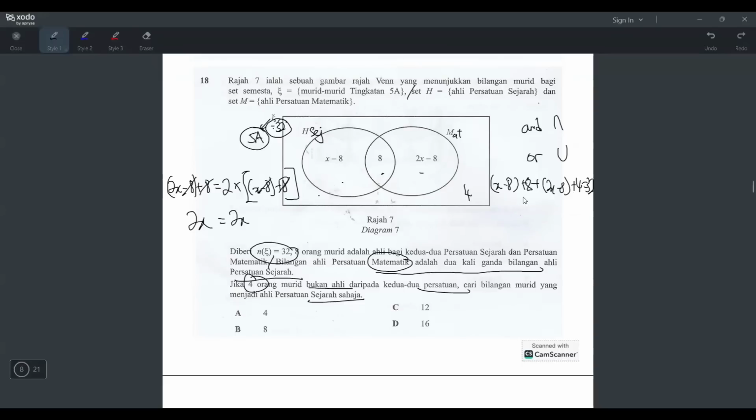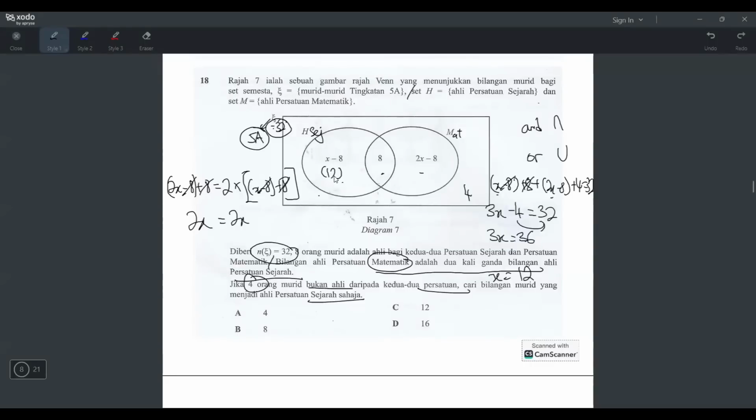And then apa yang saya boleh buat? Saya boleh buka bracket. And then X dengan X boleh buat. Number dengan number boleh buat. So X plus 2X is 3X. And then negative 8 plus 8 boleh potong jadi kosong. Negative 8 plus 4 boleh tekan dapat negative 4 equals 32. And then pindah minus 4 jadi plus 4. 32 plus 4, 36 lah. And then X sama dengan 36 divided 3, 12.